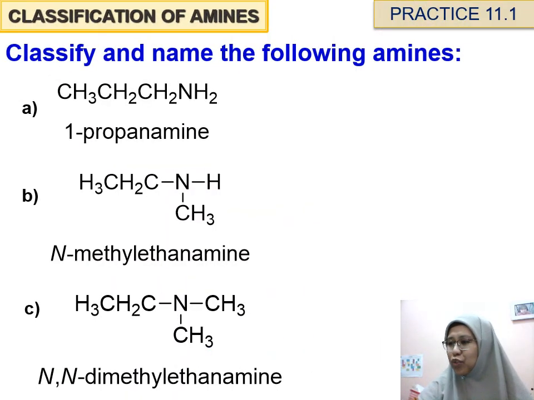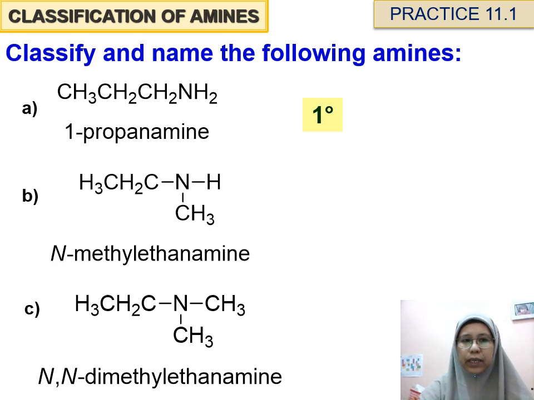In your page 360, we have come to the end part of the book. Let's revise the names of amines and their classification. Compound A is 1-propanamine. You don't even need to write number 1. We can just write propanamine. Yes, it has 3 carbons. It is a primary amine.